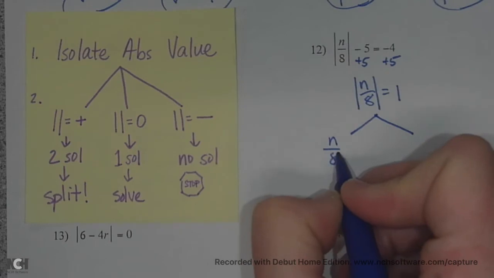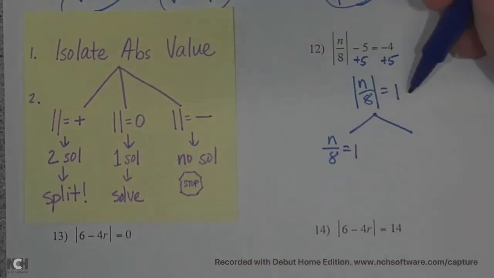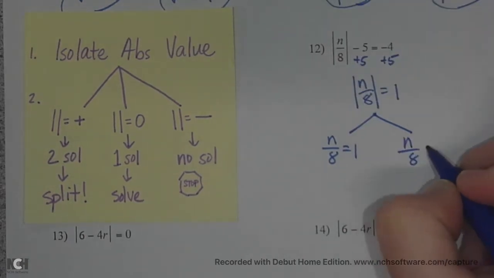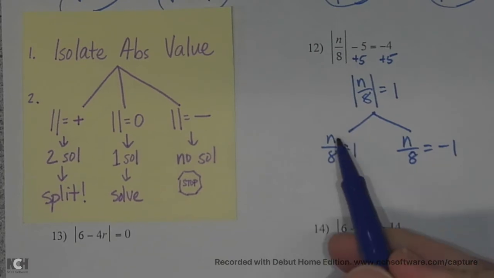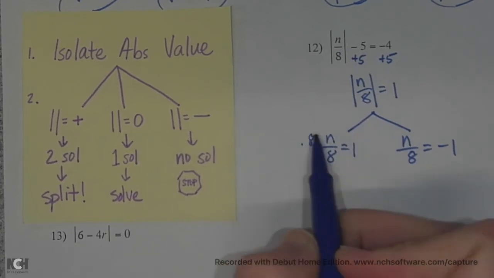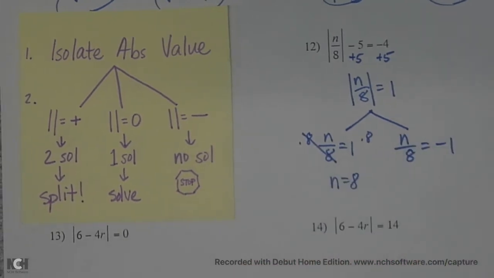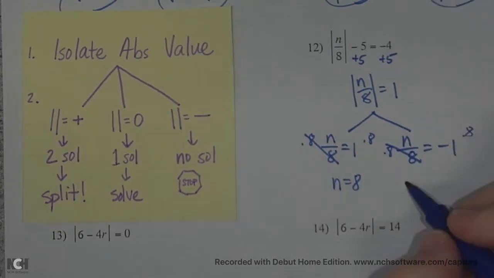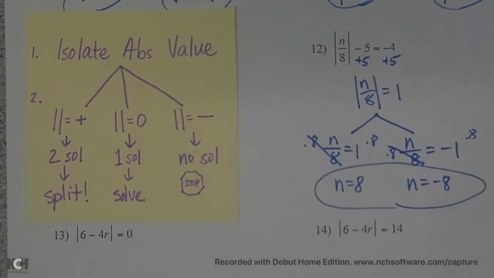So split it up. You get n over 8 equals 1. You just take what's inside here and write it without the absolute value bars, and then you take whatever number is there and write it there. For the other side, you take the same numbers, but this time you make this one a negative. All right, let's solve these. To get rid of that 8, let's multiply through by 8. That goes away, and you're left with n equals 8. You use the same process on this side: multiply through by 8 on both sides, the 8 goes away, and you're left with n equals negative 8. So your two solutions are 8 and negative 8.